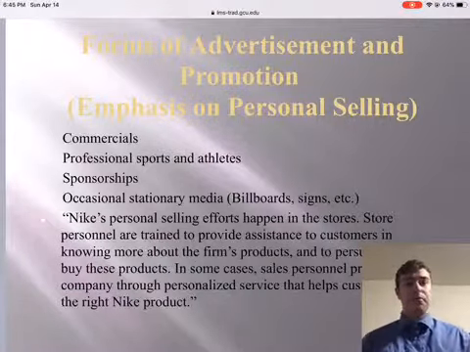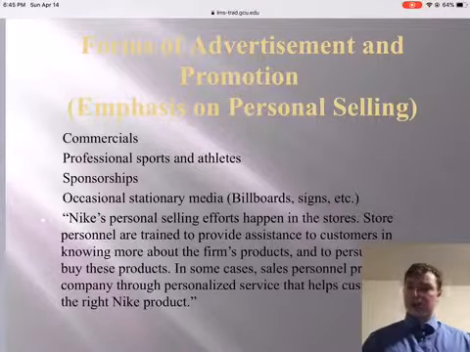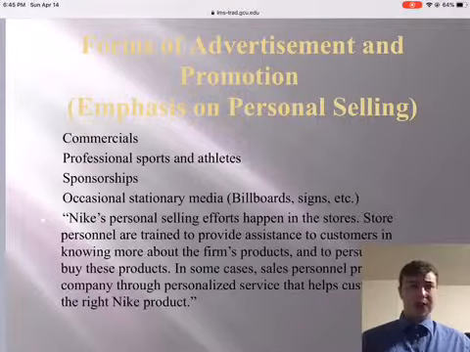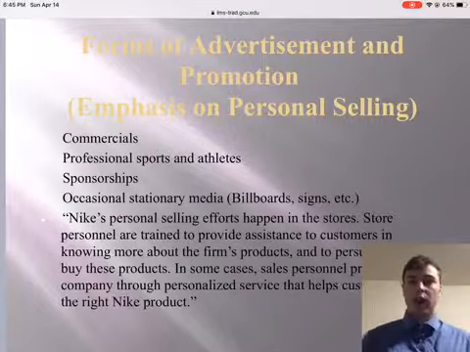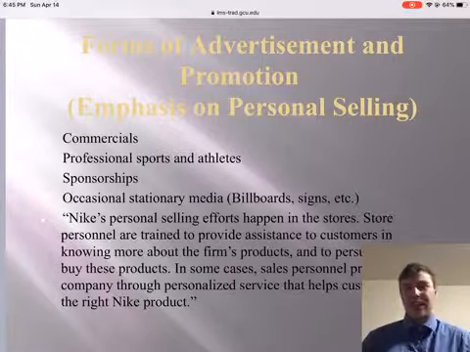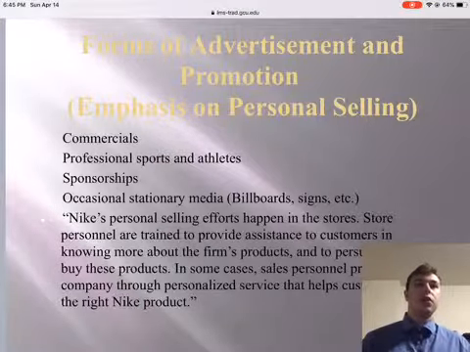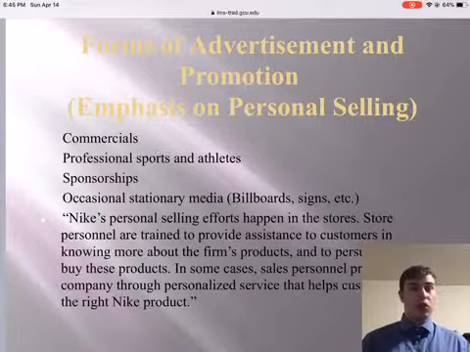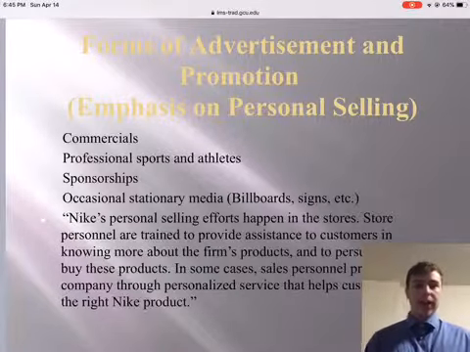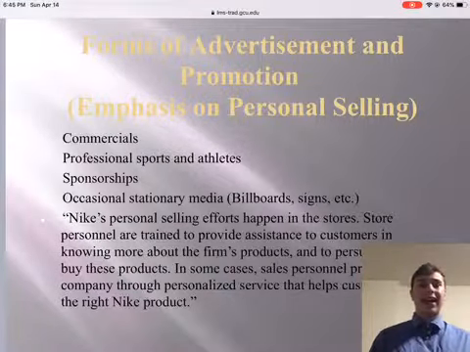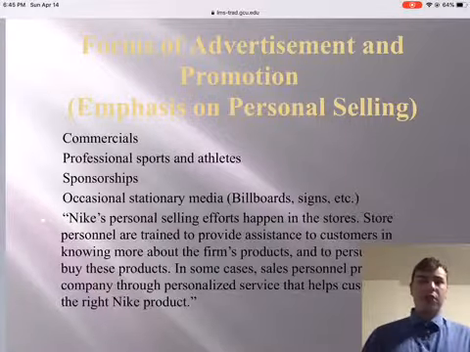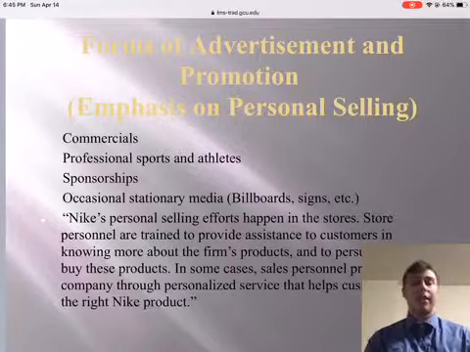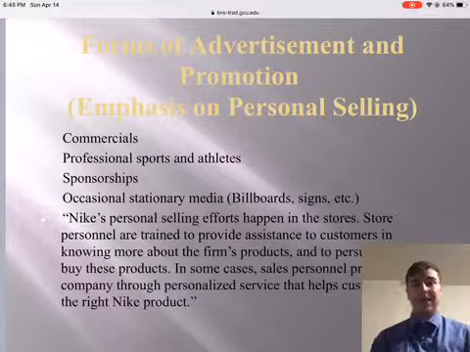Forms of advertisement and promotion. Nike primarily uses commercials and sponsorships, which are the two big ones that Nike will use in terms of advertisement. They are notorious for having professional athletes under the Nike tag, and they will be used in commercials. I used Serena Williams and the woman in Dream Crazier, where she narrates the story and helps sell that, and that's through professional sports and athletes. I also talked about how Nike is the official brand of the NFL, and that's another way that they use sponsorships in professional sports and athletes.